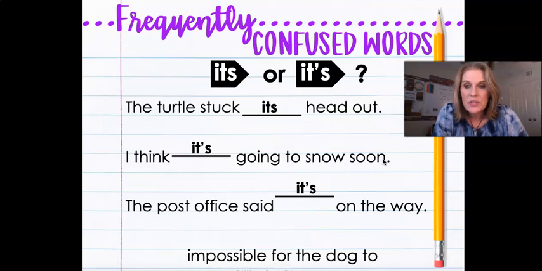It's impossible for the dog to read. It is impossible for the dog to read. Makes sense. So we're going with the IT apostrophe S. Pause if you need to, write those down. So remember, ITS with no apostrophe means ownership, belonging to it. And IT apostrophe S means it is. Now we're going to practice our then or than.